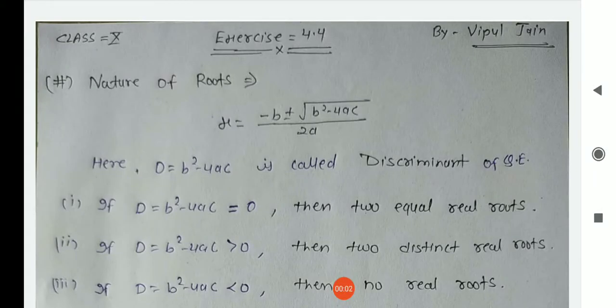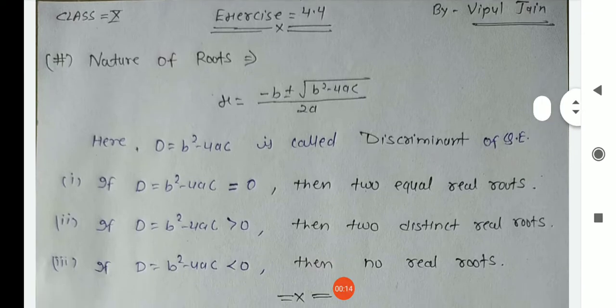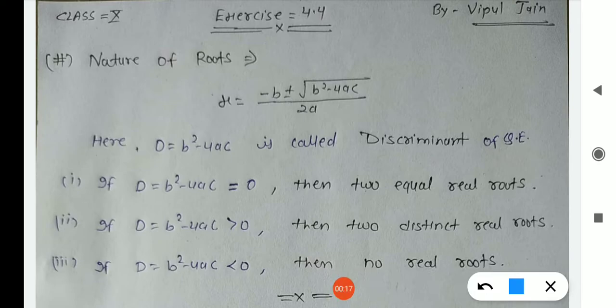Hello my dear students, today I start exercise 4.4, which is based on the nature of roots. First, we know that the quadratic formula for solving a quadratic equation is x equals minus b plus minus under root b square minus 4ac upon 2a. Here D equals b square minus 4ac is called the discriminant of the quadratic equation. Three cases are possible.